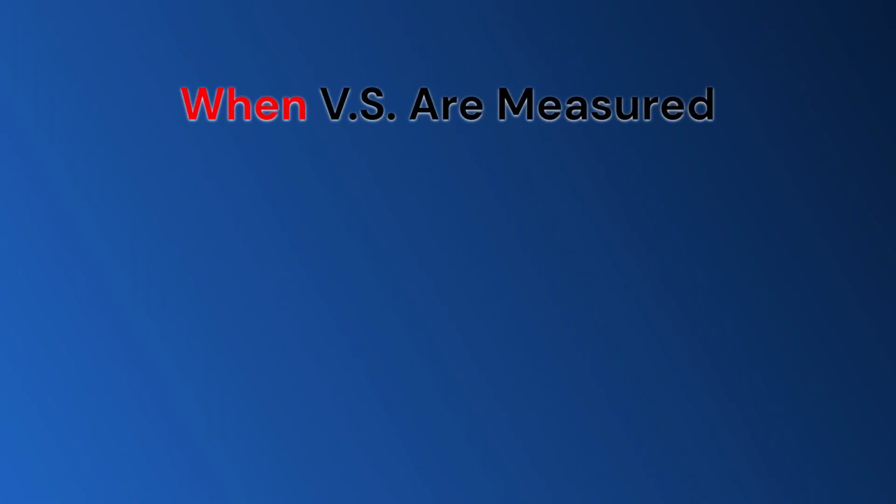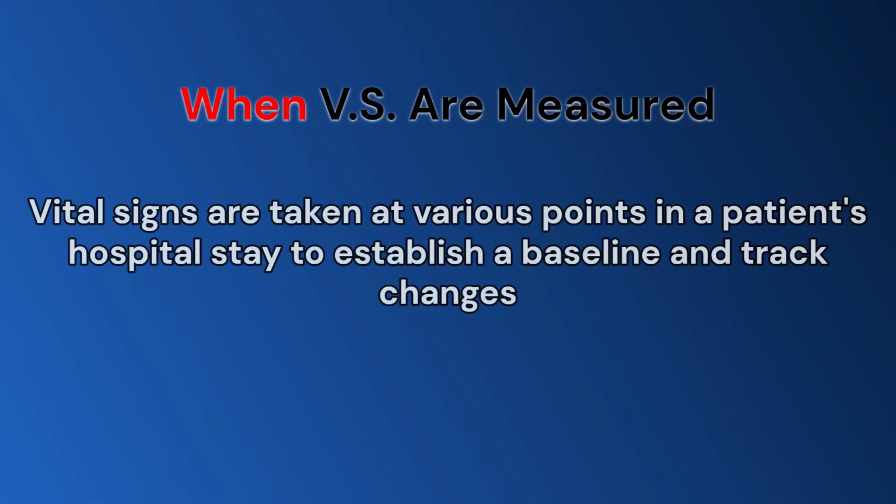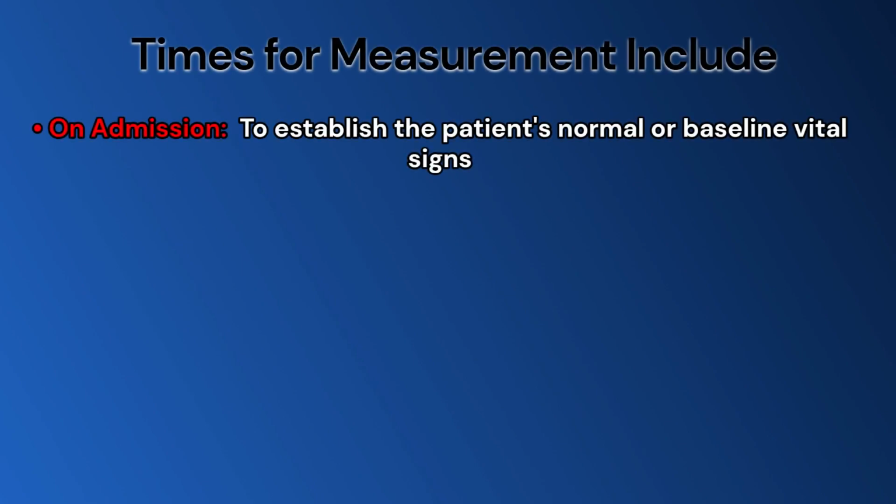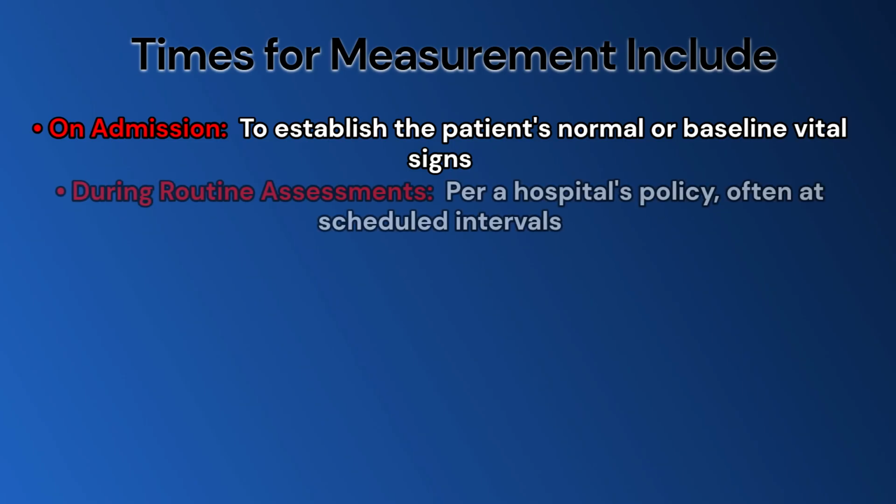When vital signs are measured. Vital signs are taken at various points in a patient's hospital stay to establish a baseline and track changes. Typical times for measurement include on admission, to establish the patient's normal or baseline vital signs. During routine assessments, per a hospital's policy, often at scheduled intervals.